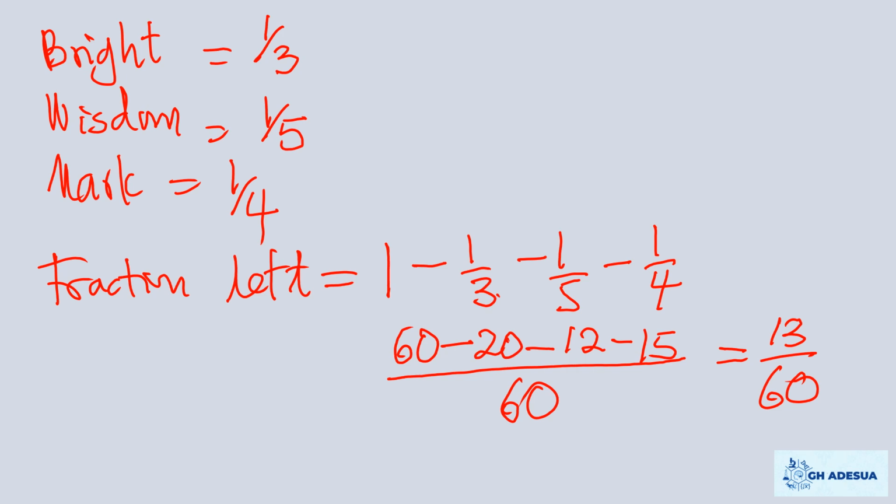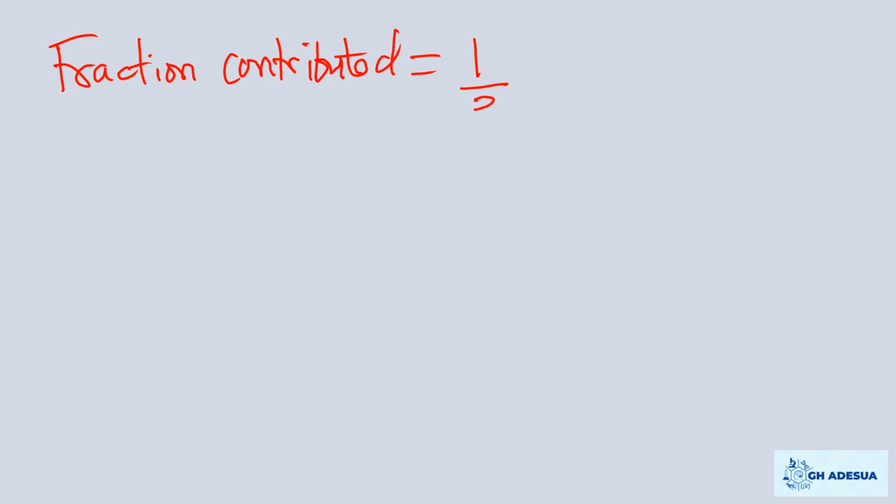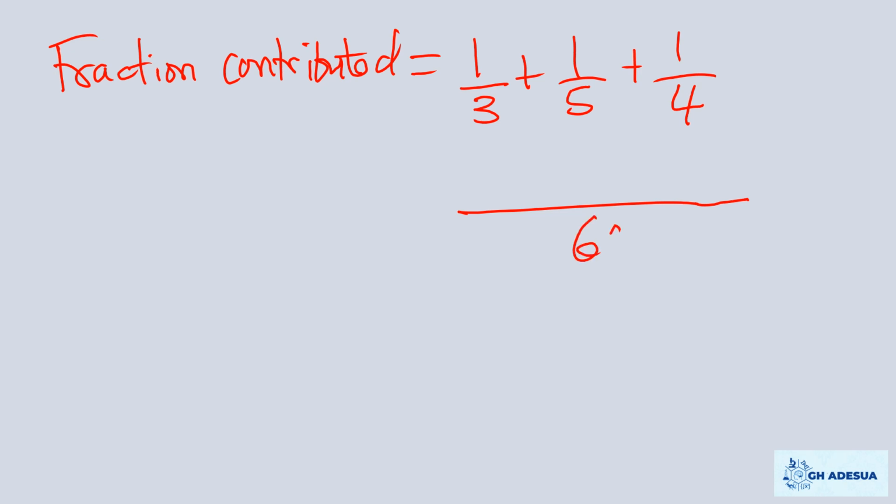Great. Now, I earlier said that we could have also solved it in another way. So let's do that. The fractions are 1 over 3, 1 over 5, and 1 over 4. In that case, you would first find the fraction contributed. So that's 1 over 3 plus 1 over 5 plus 1 over 4. These are the fractions for the 3 people. So you would find an LCM, that will be 60.